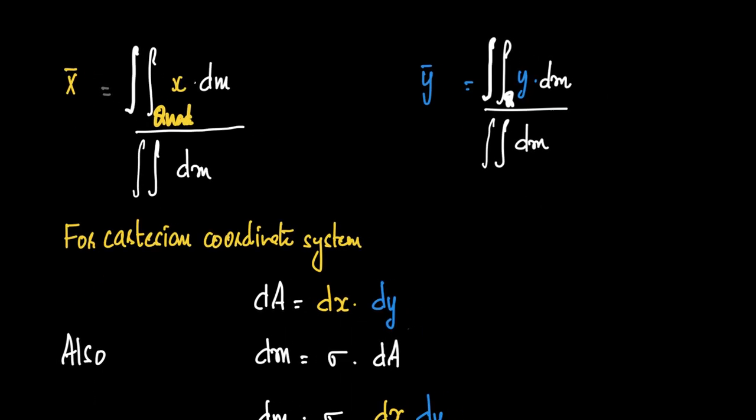Now we know that the mass density sigma is equal to mass by area. Therefore mass is equal to sigma into area. Therefore dm should be equal to sigma into dA. But what is dA? It is dx into dy because it is the Cartesian coordinate system, right?